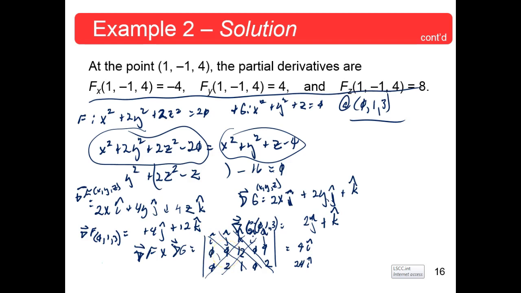I lost my place here. Sometimes I like to erase these so that doesn't happen, but that's a 0k, 24i, and I think it's a 24j too.